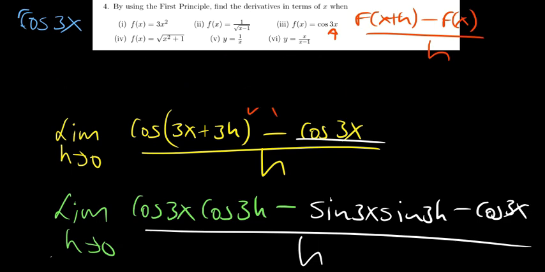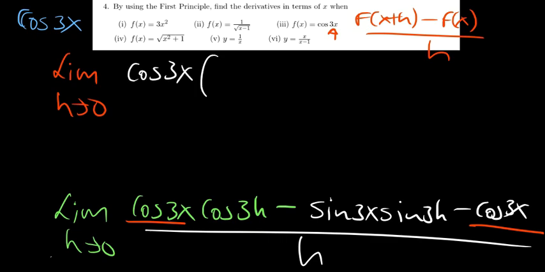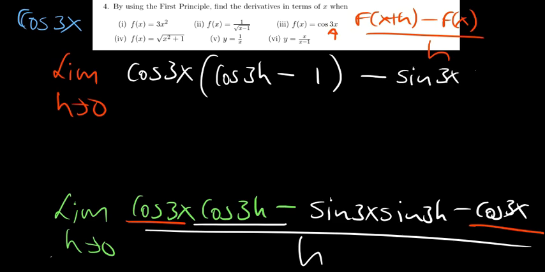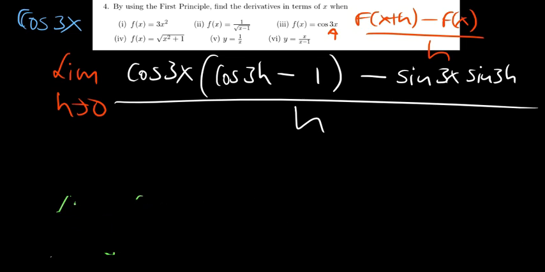Okay, we're getting there. At this point, what can we do? Do we have anything common that we can... So I can see cosine 3x is common, right? So the limit as h approaches 0, we'll factor out the cosine 3x. What remains? For the first part, we're going to remain with cosine 3h, the other part to just be a 1, and then minus sine 3x sine 3h over h. Okay, at least we're getting there.